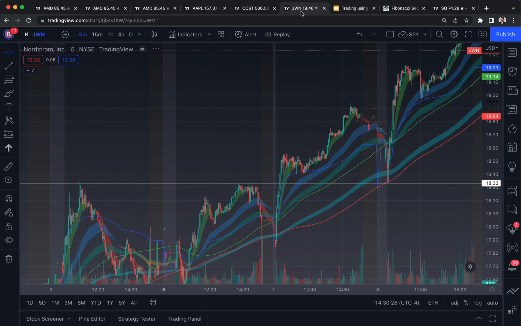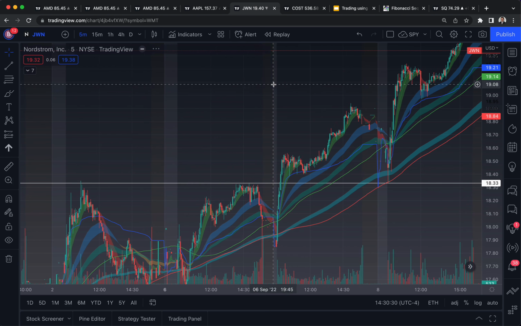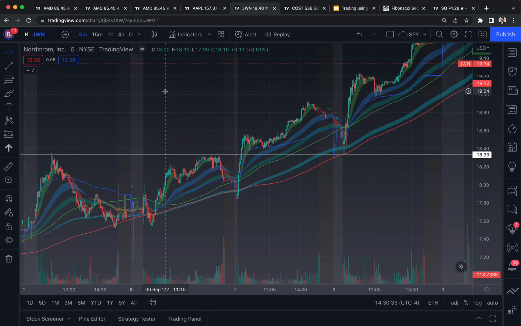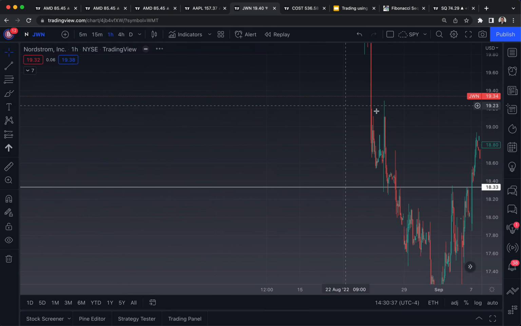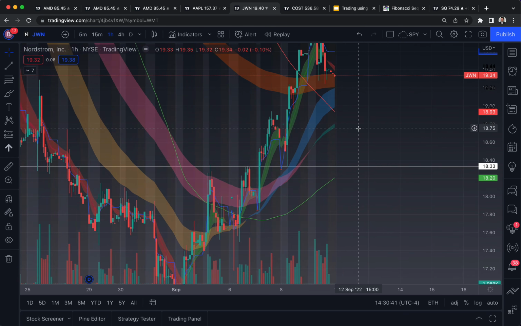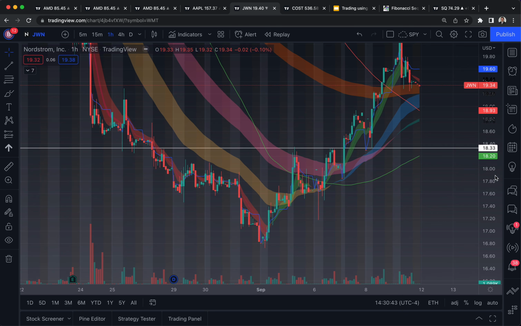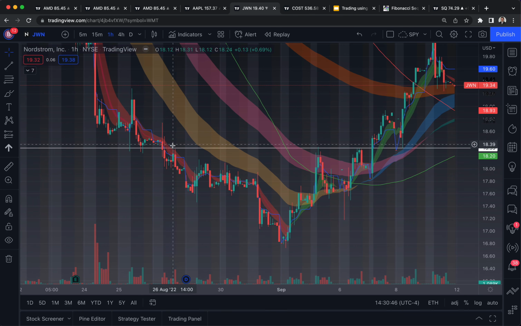Okay. Now, JWN, I think, was also a great trade. This was probably even better. You can see here, this is Nordstrom, right? Go to the hourly time frame. You'll see that this is a very clean level at 18.33. This is a much better example. You can see lots of wicks and rejections off this level, holding it very nicely.